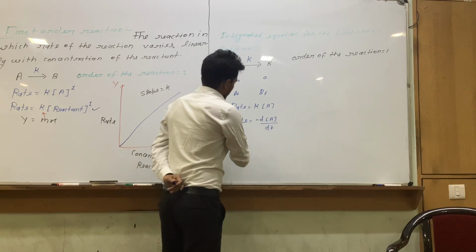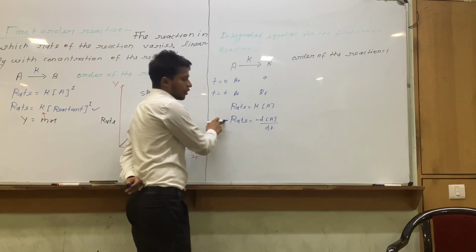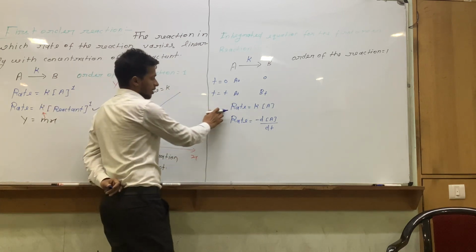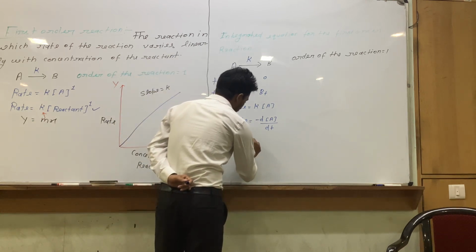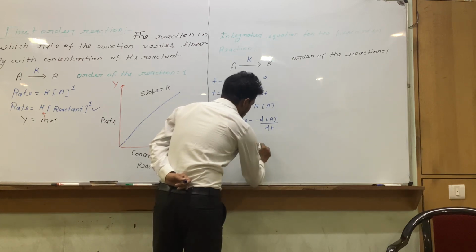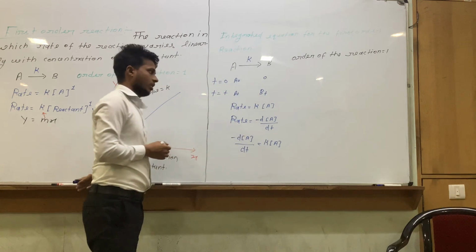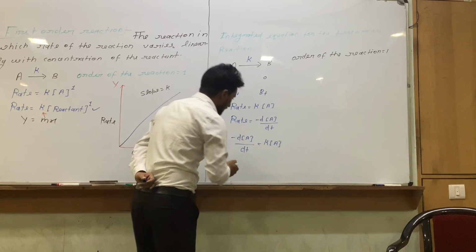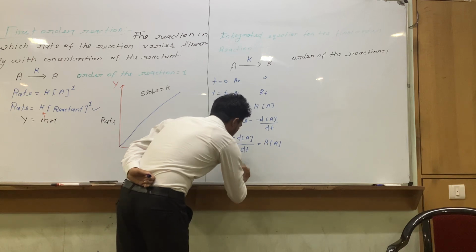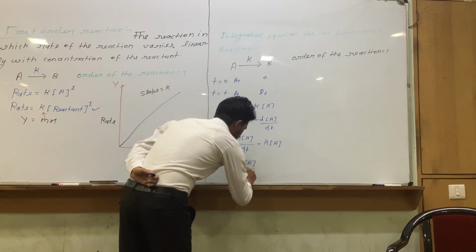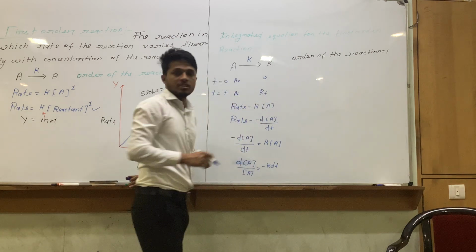So this equation gives me the rate of the reaction, and this equation gives me the rate of the reaction. So from this equation and this equation we can write something like this: minus d[A] upon dt is equal to k times the concentration of A. So I can simply arrange this equation like this: d[A] upon the concentration of A is equal to minus k dt. Just arrange this equation.